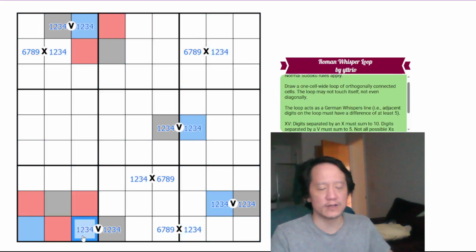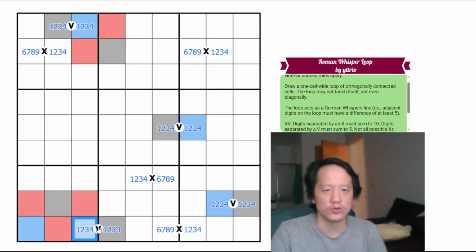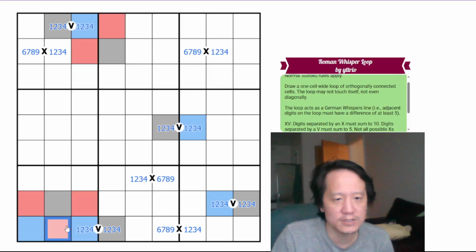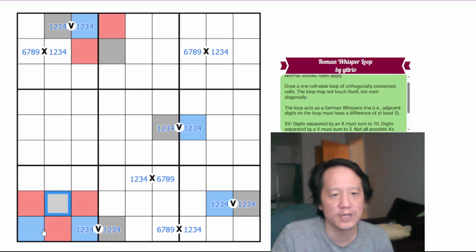We do know about this. These have to be on the loop, and these have to not be on the loop. Well, since this must only share an edge with two cells that are on the loop, it has to be these two cells. So therefore, that goes this way and this way. This shares two cells, but it can't go here because then it would be touching itself because it would be going like that. So this can't be on the loop. This must be on the loop, and it must go this way. So this is on the loop. This is on the loop.